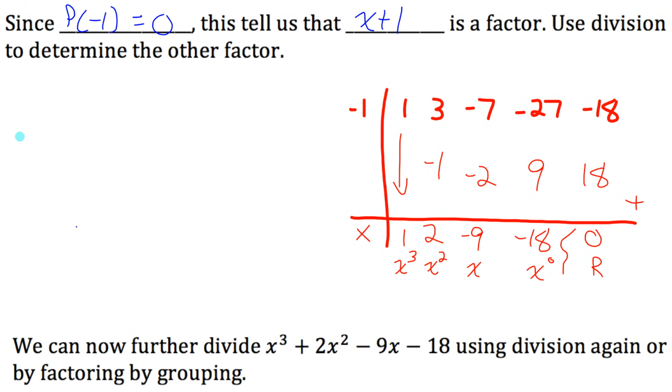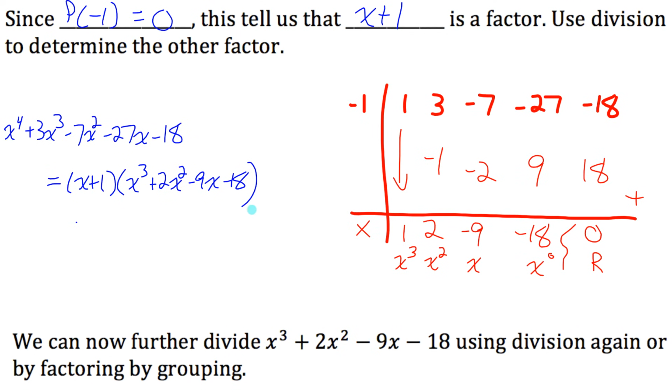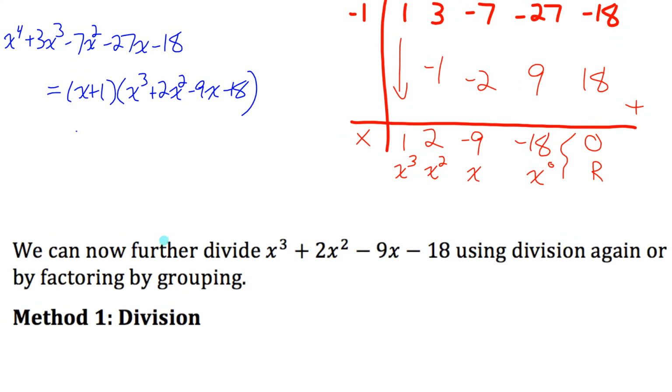So now I can rewrite the original polynomial x to the 4 plus 3x cubed minus 7x squared minus 27x minus 18 as a product of the divisor, x plus 1, times the quotient, x cubed plus 2x squared minus 9x minus 18. This is factored form, but it's not fully simplified factored form. This factor is degree 3. Maybe that factors further.